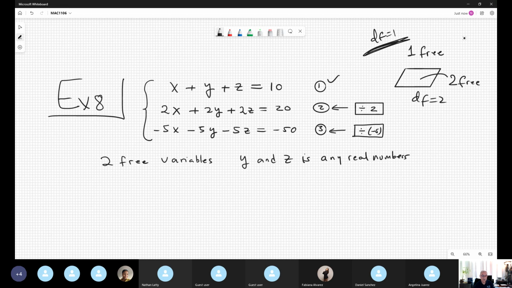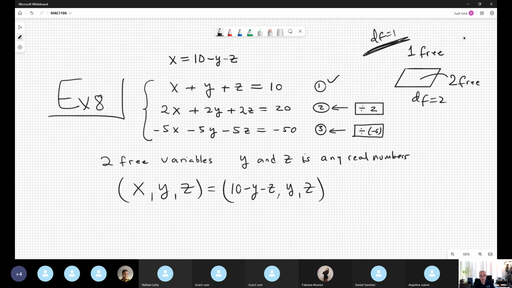but x is non-free. So you, as always, write the solution like that: x, y, z. Who is x? Now, you take the first equation and you isolate x, which is equal to 10 minus y minus z. So now in our specific problem the solution is 10 minus y minus z, comma, y and z, where y and z are free. And this is the answer. Okay, and this represents a plane.